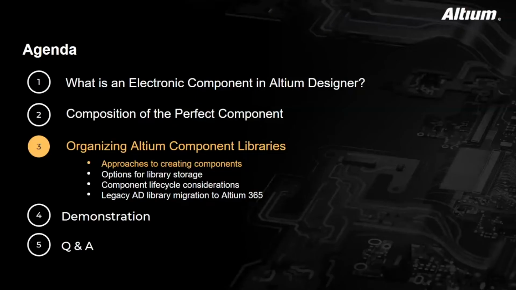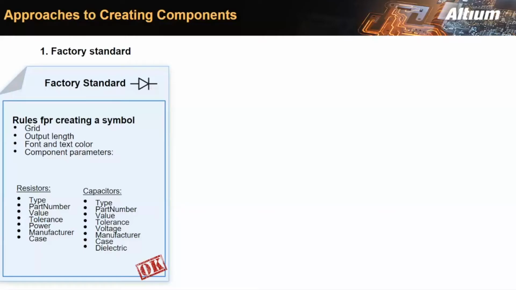Next we're going to discuss how we can organize components inside Altium Designer. The first one is the approach to create components. Often used in many companies is to create a standard that defines the composition and rules for the creation of both symbols and footprints, and everyone is required to adhere to these rules. The approach is good, but does not eliminate issues due to human errors.